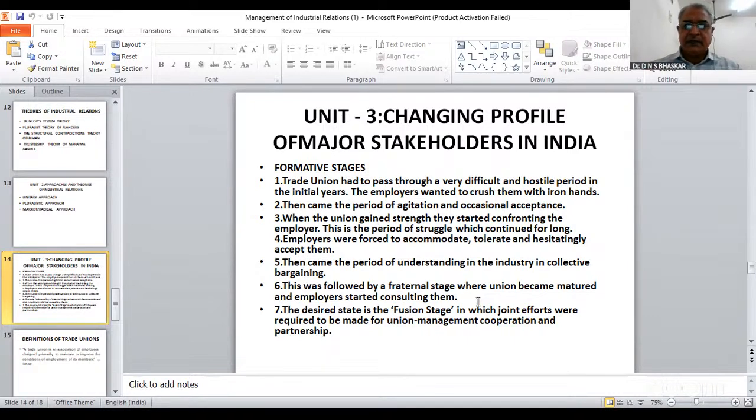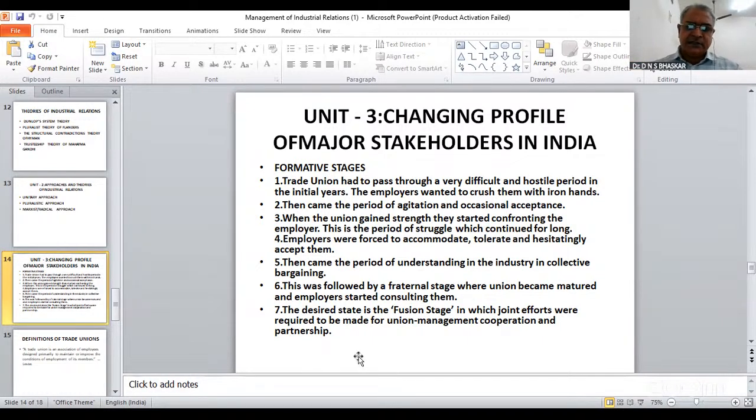Here, the employee is also thinking about the benefit of the organization. The employer is also thinking about the benefit of the organization, and then employers realize the importance of the trade unions, and they started consulting with the employees through the trade unions also. Then it became part and parcel of the organization, and as a result, trade unions got higher and higher strength.